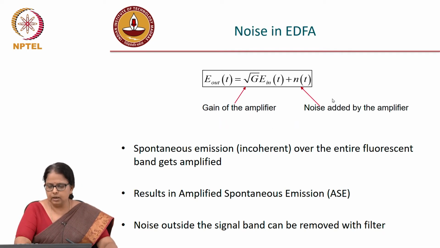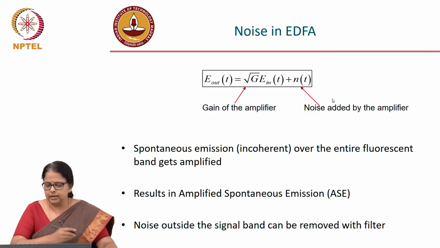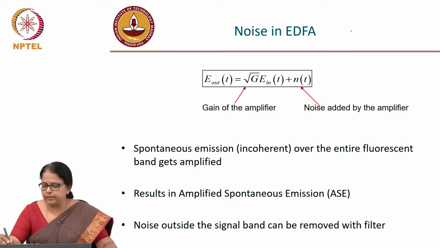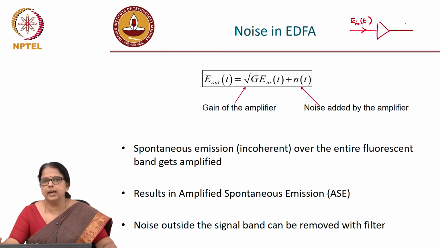So, the gain of your EDFA is G, which is the gain of the amplifier. Now, we are trying to write the field at the output of the EDFA. So, let us say E in is your field at the input and G is the gain defined with respect to the power. Which means with respect to the field, the gain becomes root G times my input.